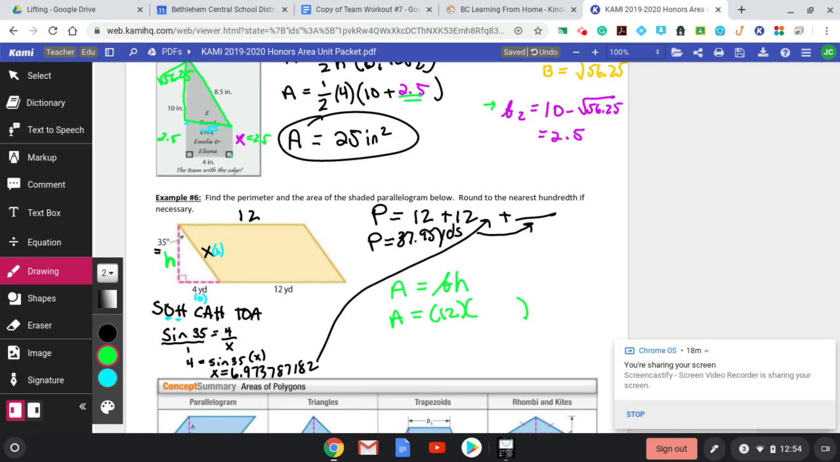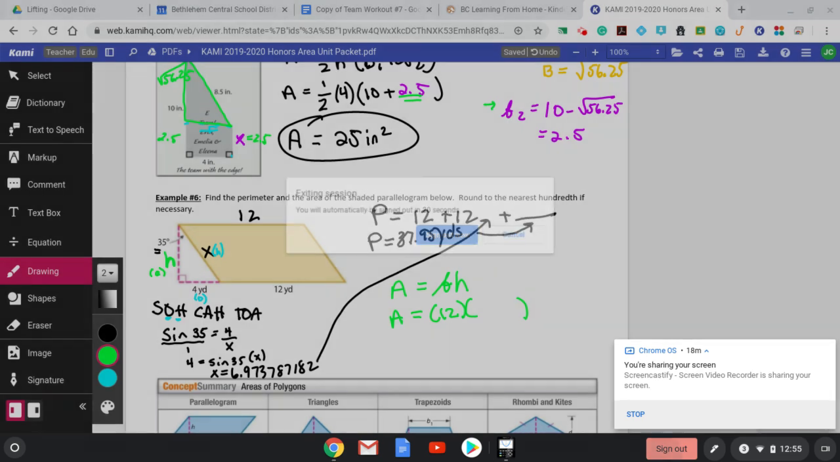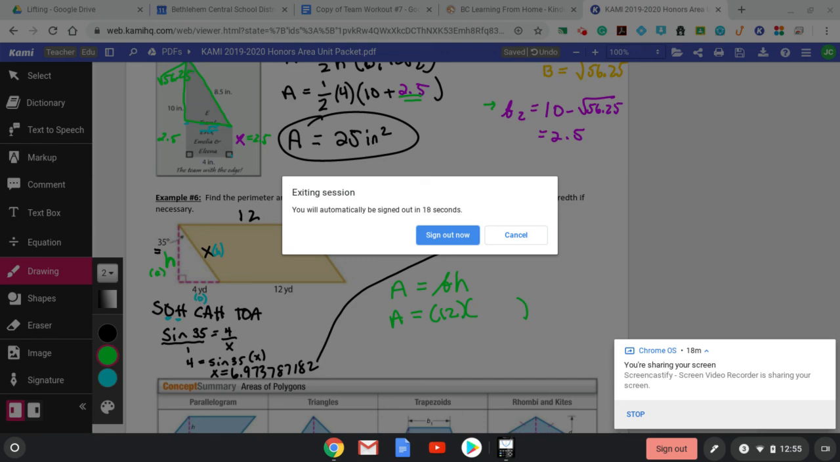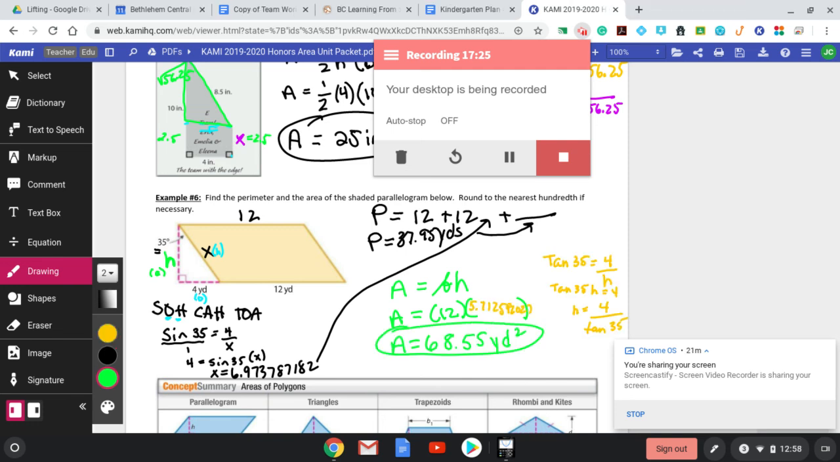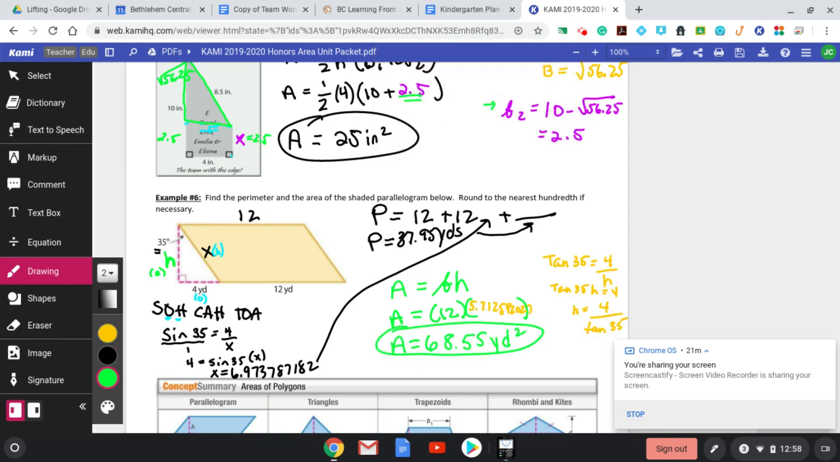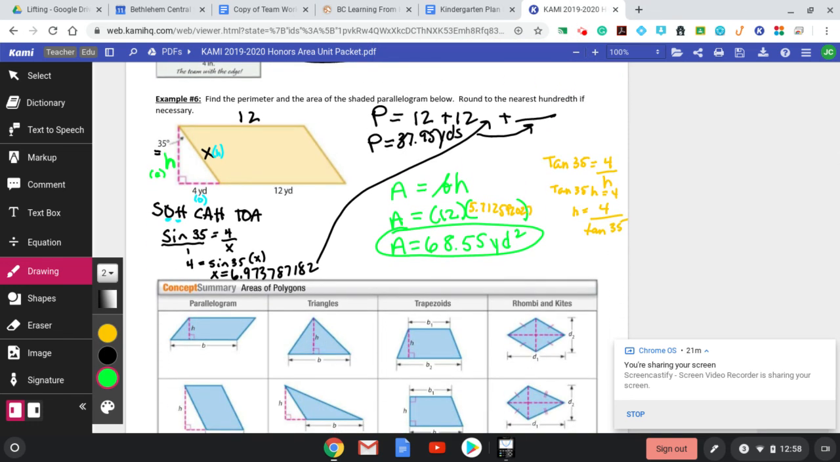Or we could say, all right, now to the 35, that's adjacent. And I could do opposite over adjacent, which is tangent. Or since I just found the hypotenuse, I could do adjacent over hypotenuse, which is cosine. So again, I'm going to pause the video. You guys find that height by doing Pythag, tangent, or cosine. All right, you decide, okay? So go ahead, pause the video. You guys find height.